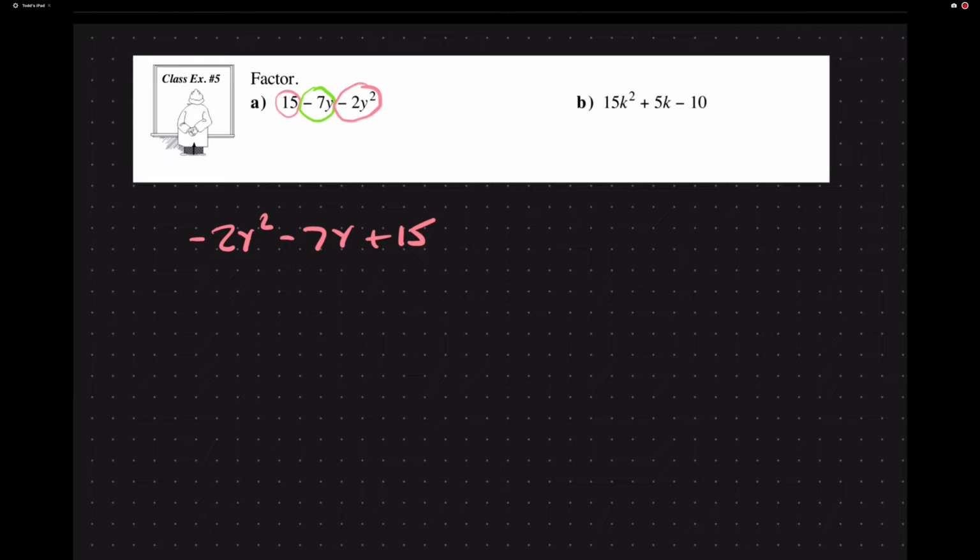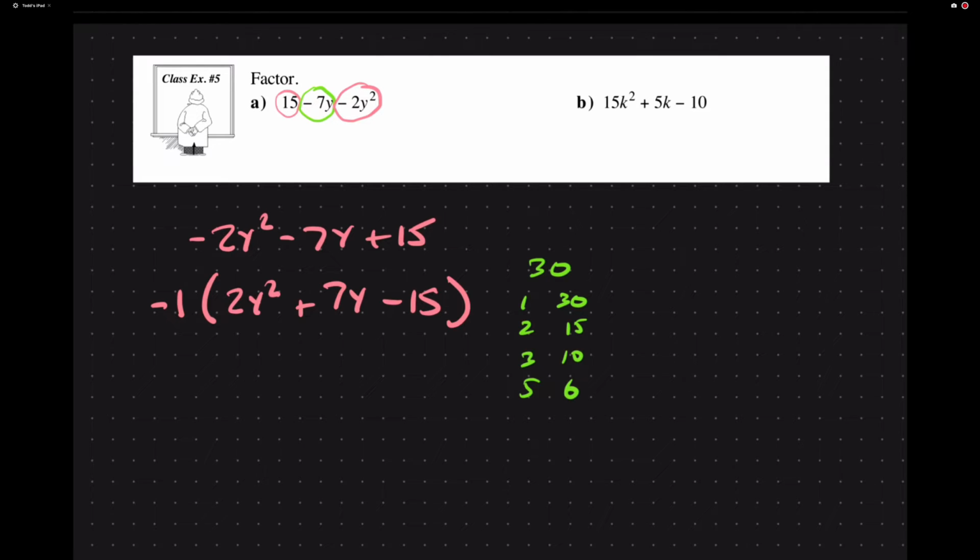Well, I'll factor out a negative 1. So essentially, right off the bat, I'm going to factor out a negative 1, leaving me with a positive 2y squared, a positive 7y, and a negative 15. Okay, so now what do we got? We've got 2 times 15, which is 30 again: 1 and 30, 2 and 15, 3 and 10, and 5 and 6. This time, because it's negative right here, they're going to subtract to give us a positive 7.